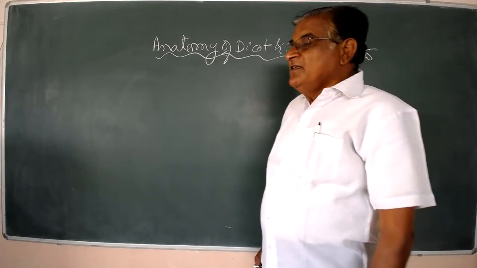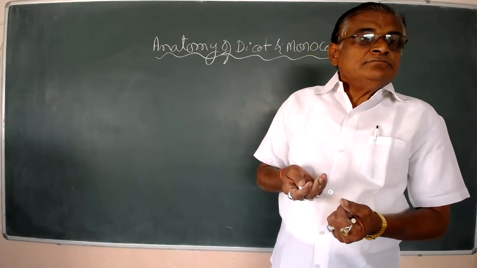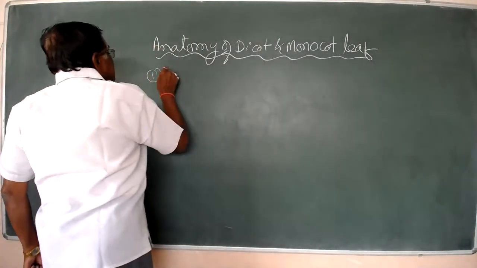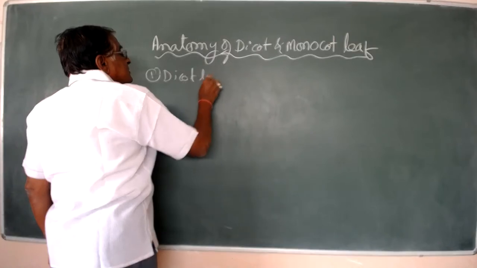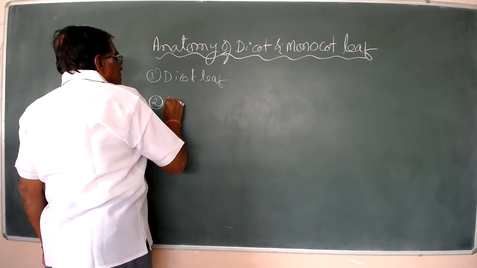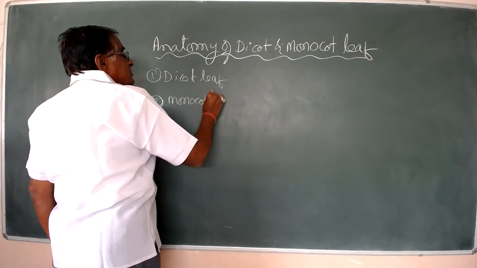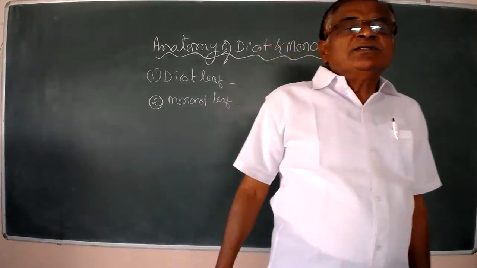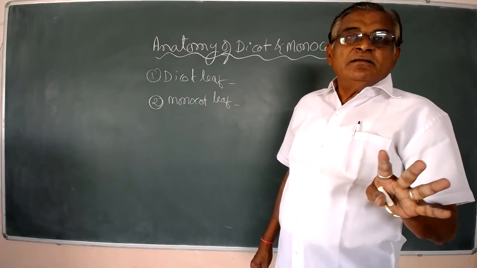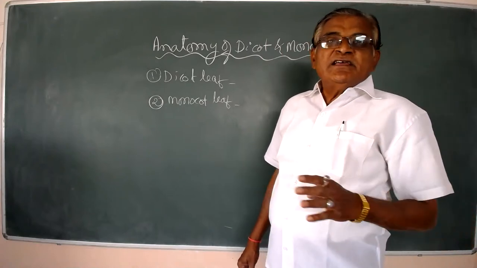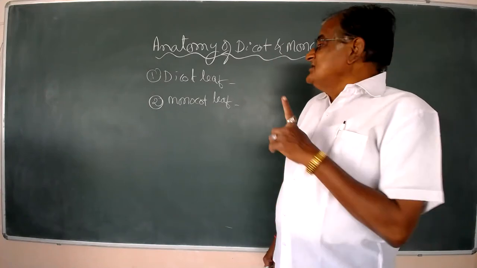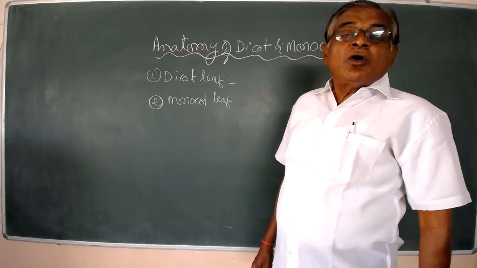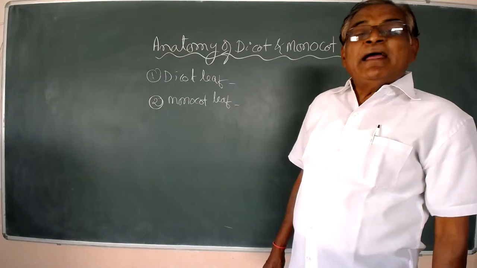In the anatomy of leaf, if you take a transverse section of the leaf, what are the internal structures? There are two types of leaf we find. The one is called dicot leaf, the second one is called monocot leaf. Morphologically, in the dicot leaf we find the reticulate venation in the lamina, which we have already discussed. Due to the reticulation, we call it a dicot. In case of the monocot, it has the parallel venation.